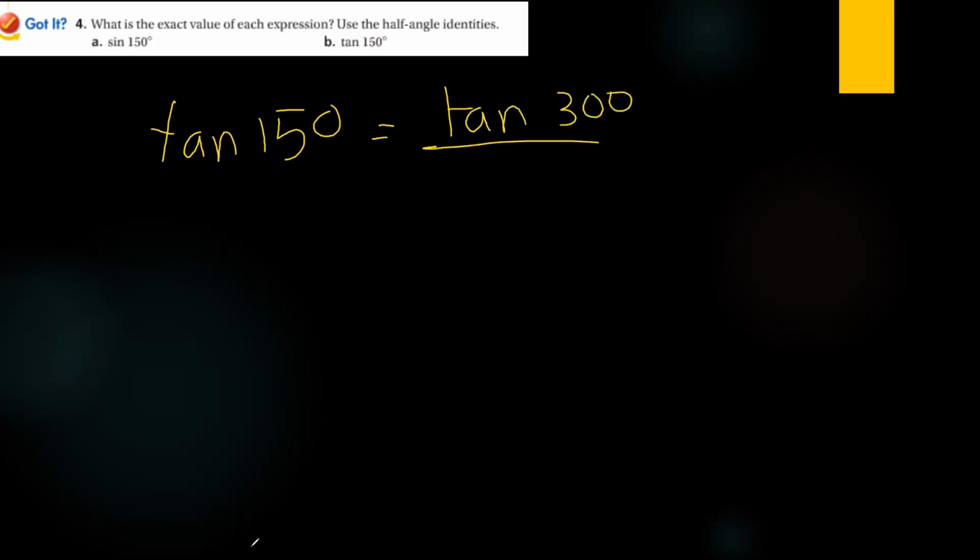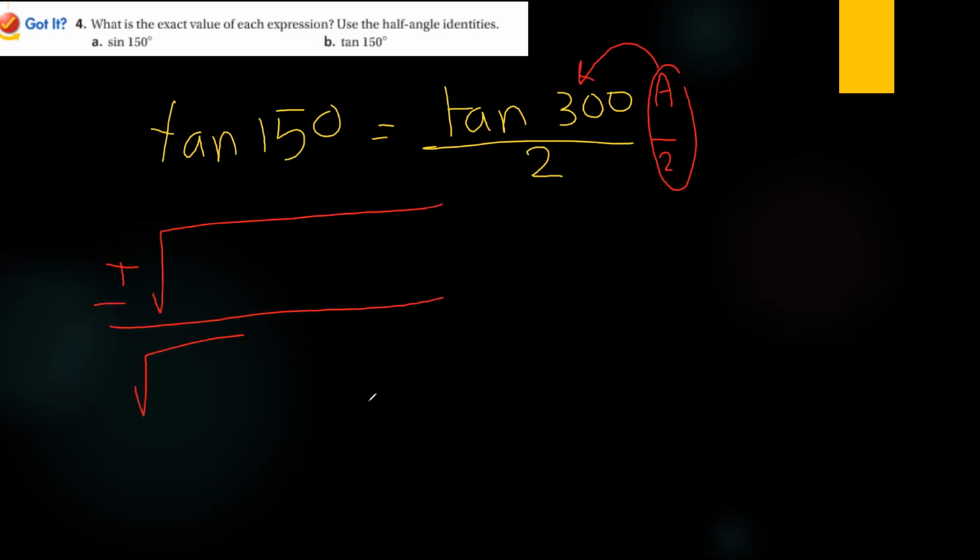Now, the other one. Tan 150. Tan 150 is tan of 300 over 2. So this is my A, and this is over 2. Now the formula is positive or negative square root of, let's say sine over cosine, so 1 minus cosine of A over 1 plus cosine of A.